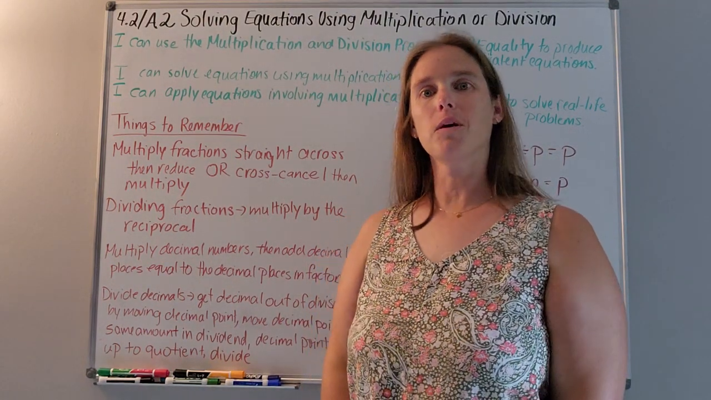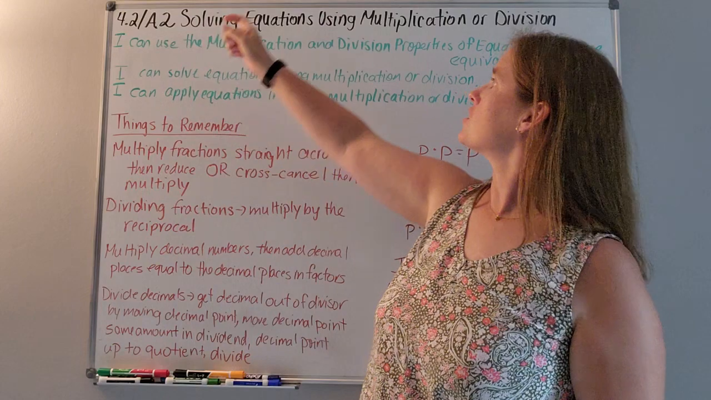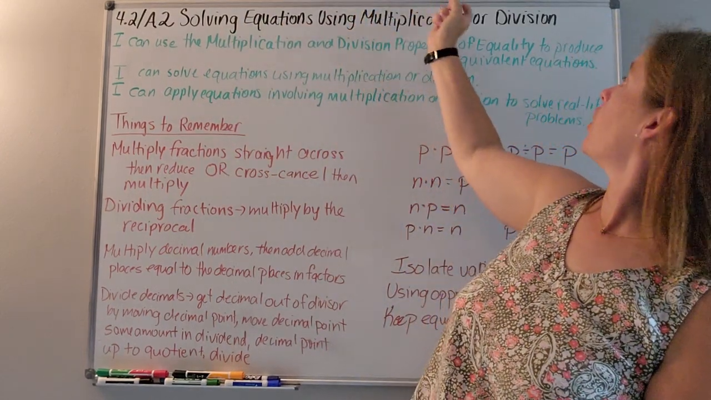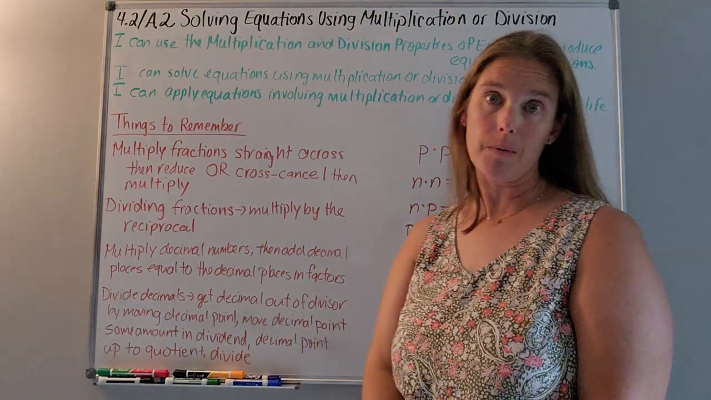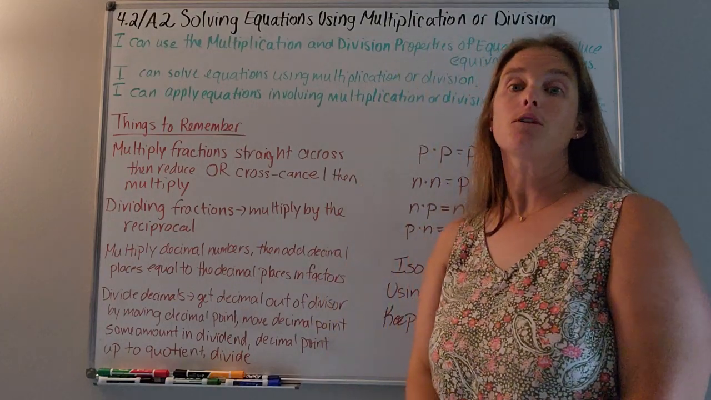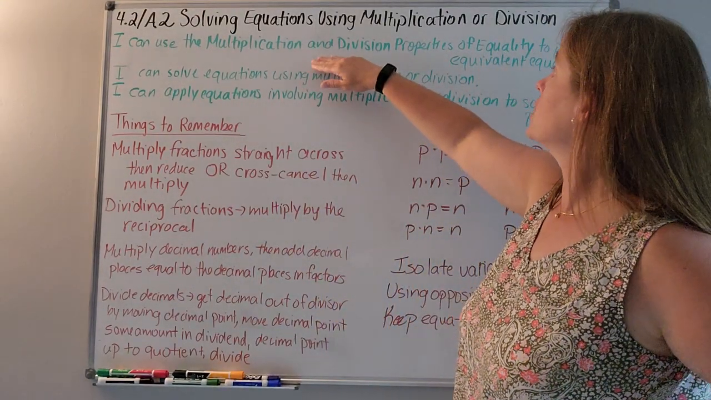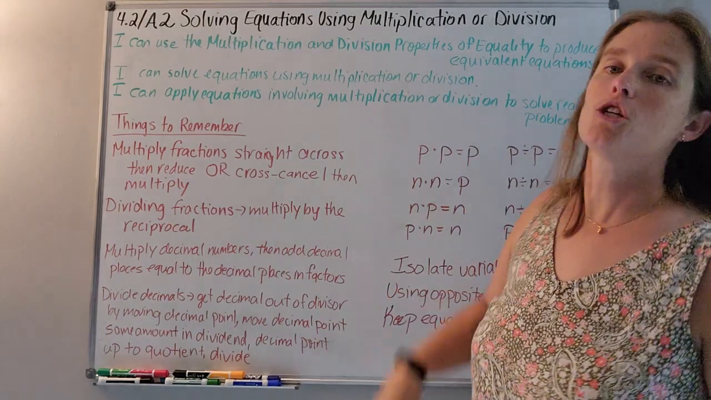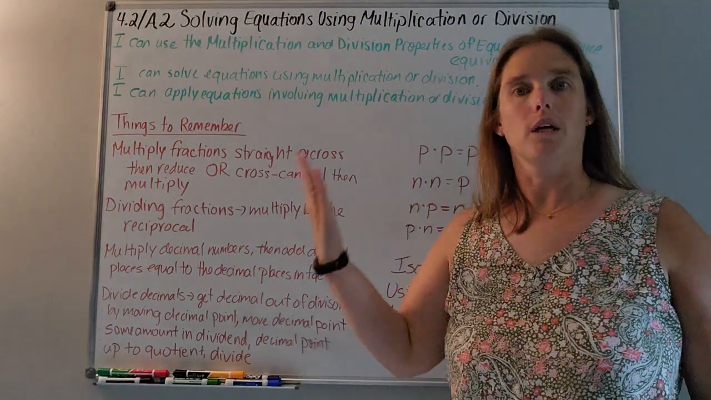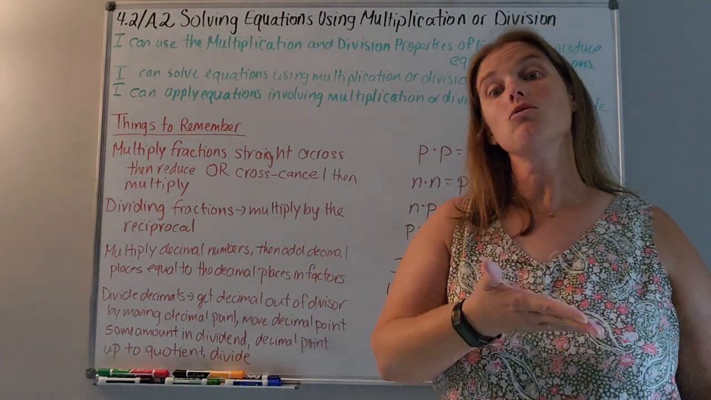Welcome to lesson 4.2/8.2, solving equations using multiplication or division. We're going to be solving one-step equations again in this lesson. And as we go through that, you're going to use the multiplication and division properties of equality to produce equivalent equations, which really gets to the idea of whatever you do to one side, you do to the other.